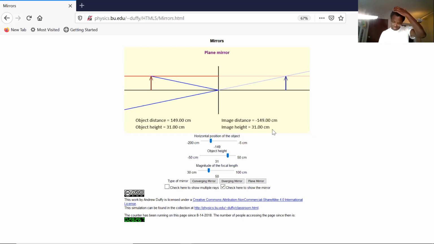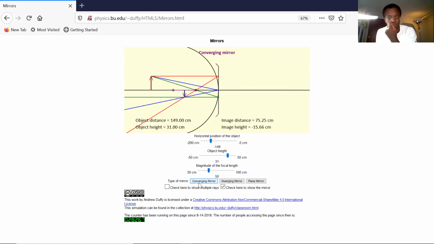And then you have the converging mirror. So I click on converging mirror to find a converging mirror. So this is a converging mirror. This spherical mirror, we call it converging or concave. You see the object is the red arrow again, and the image is the blue one. And you can see that it's smaller.